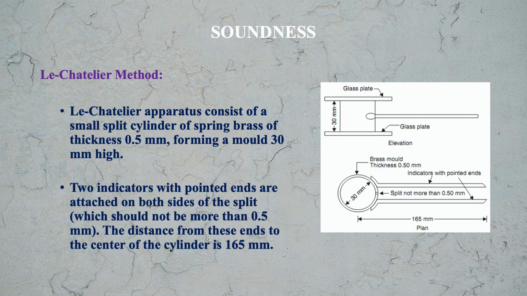Here you see the mold. Above is the elevation. There you see that the height of the mold is 30 mm. Two glass plates at the bottom and the top that we use while we test basically, and these are the pointed ends. You see here in the plan also, you can see this 30 mm dia ring, which is a split, and that split is not more than 0.5 mm basically, and the length of these indicators is 165 mm having the pointed ends. So this you see here, how the mold looks like in the plan and the elevation.